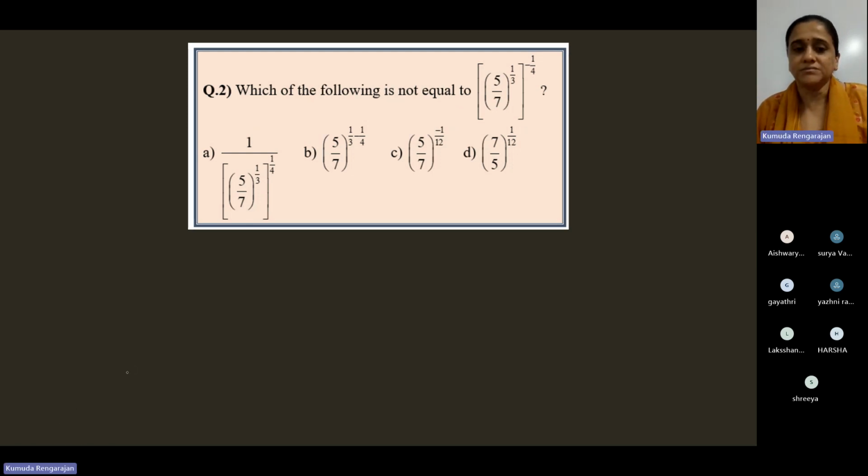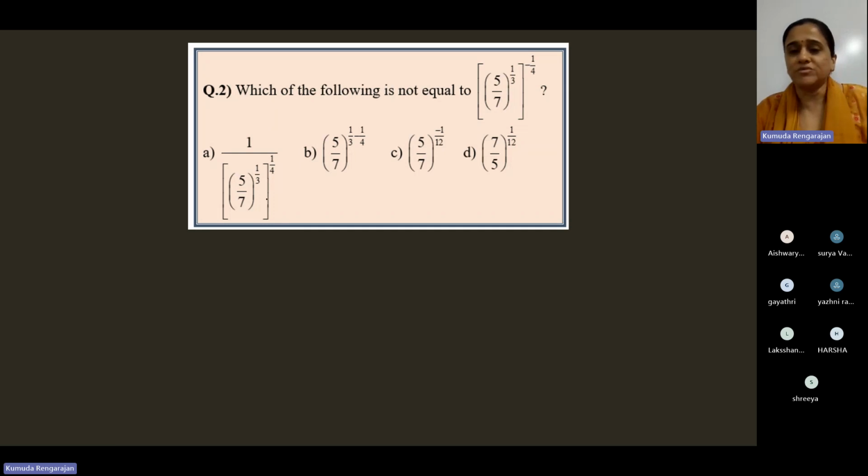What about A mini? Okay, so you want to understand the other options. We'll do it. Which of the following is not equal to this? Option B is not equal to this one. Is that right? Option B is not equal to this one. Okay, then what about option A?